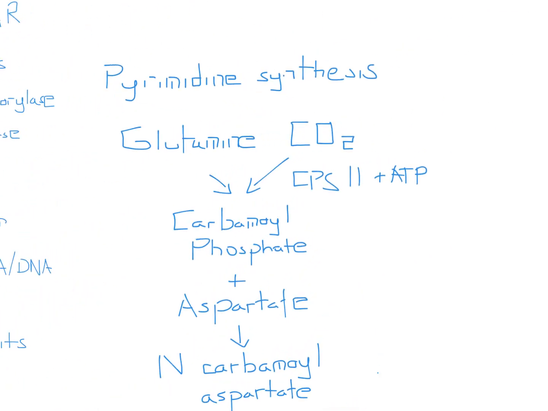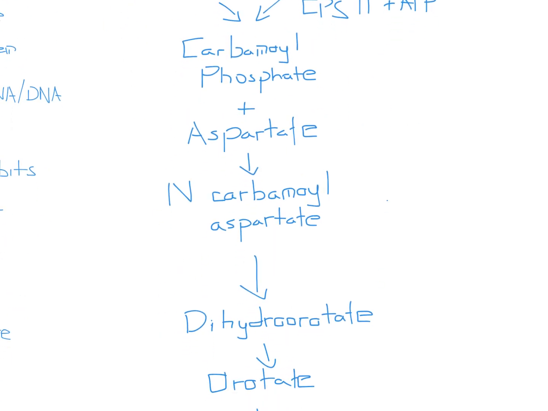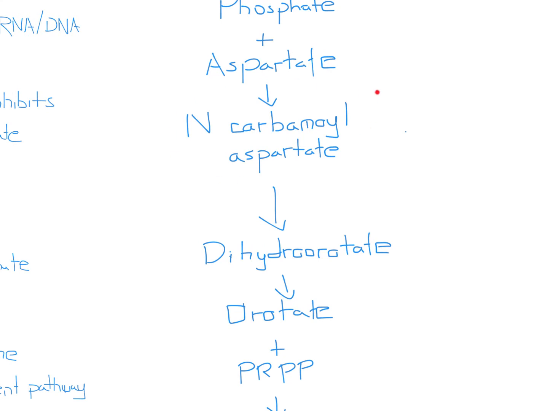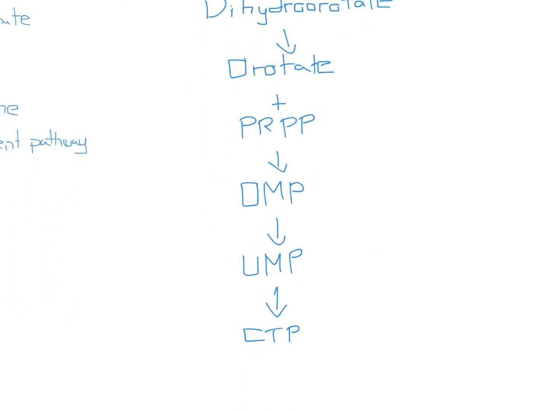And so just to review pyrimidine synthesis, we start off with glutamine and CO2, and then we have CPS2 that I was talking about. These two create carbonyl phosphate, and then it's added with aspartate to get N-carbamoyl aspartate. That leads to dihydroorotate. Orotate adds with PRPP to create OMP, UMP, and CTP. And so these are necessary for the pyrimidines to help incorporate them into RNA and DNA.